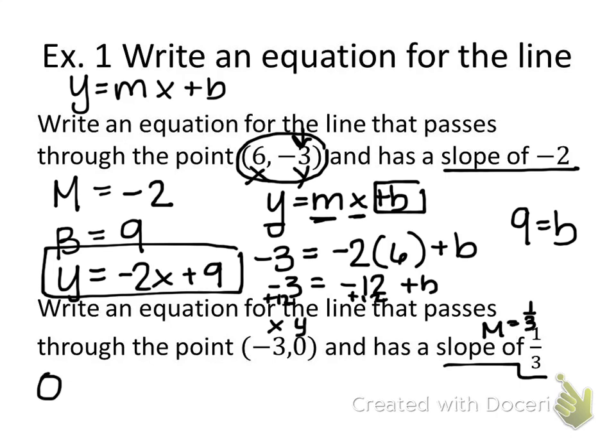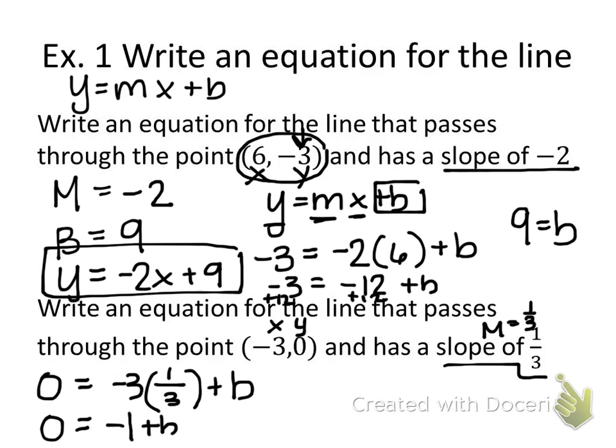So I'm going to do 0 equals -3 times 1/3 plus b. That's exactly what I'm missing. I know my m, but I don't know my b. So what's -3 times 1/3?